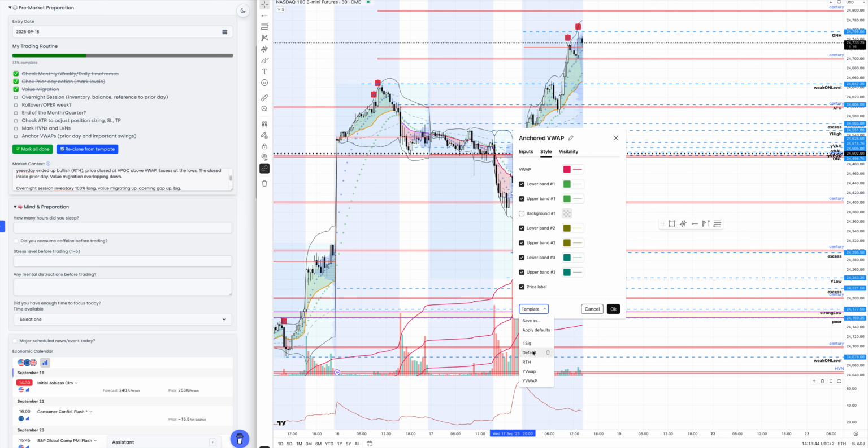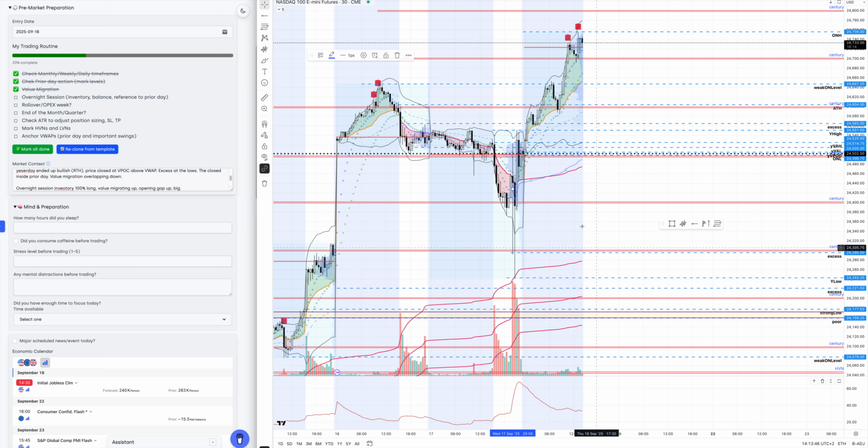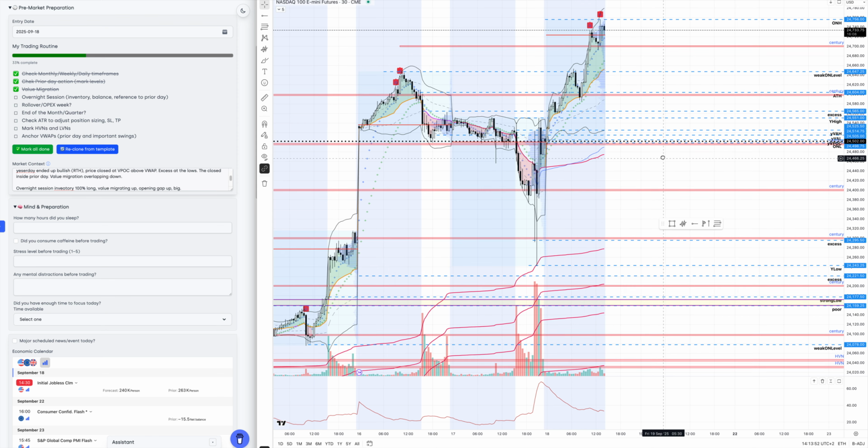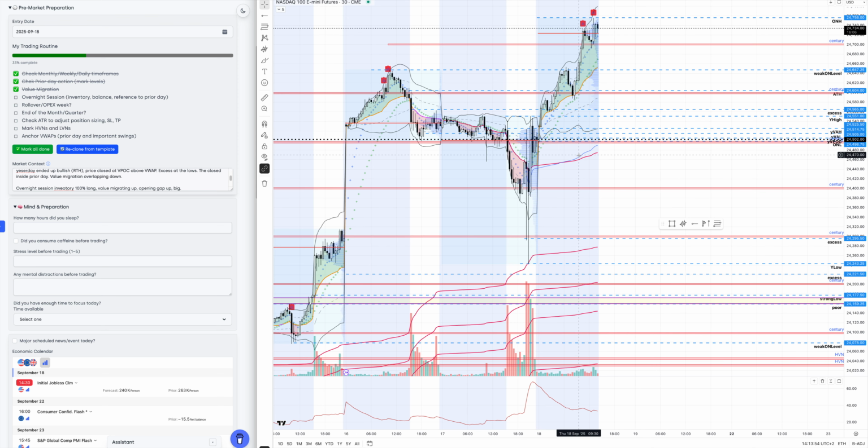When the anchored VWAPs are too similar, I just keep one, and normally it's the prior day, to be honest. But it could be that this is not even playing out today, maybe tomorrow, maybe next week, we don't know. Okay.